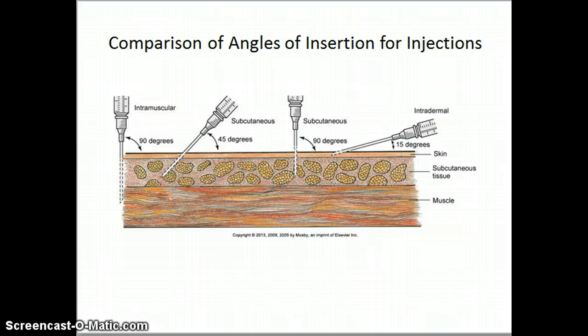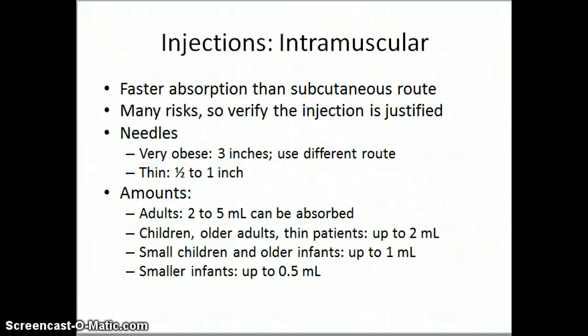On page 605, it talks about the intradermal being a 15 degree angle, so it's just barely piercing that skin. You want the bevel up and you want to see a bleb as you administer that. All of you have had your Mantoux test, and so you've probably had that in the inner aspect of the forearm, as we look at intradermal for that purpose.